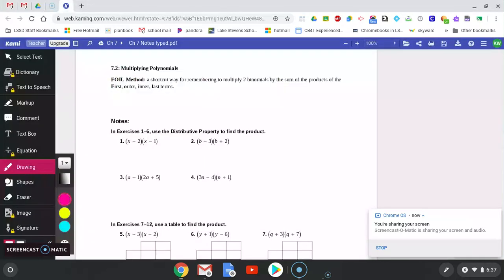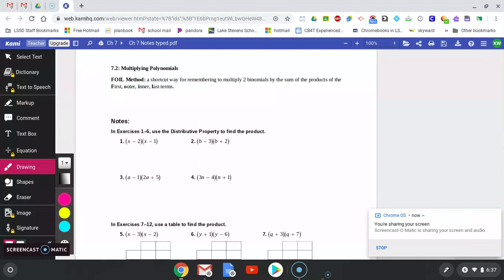So we're moving on to 7.2, which is multiplying polynomials. We've already used the distributive property when we had one term times two terms in the parentheses, but now we're going to be looking at what happens if I have two terms times two terms. In other words, a binomial times a binomial.